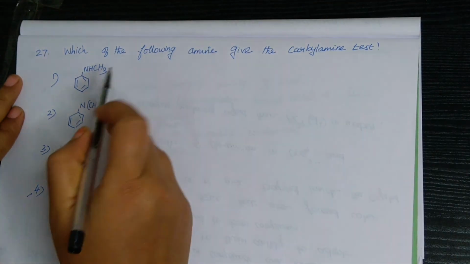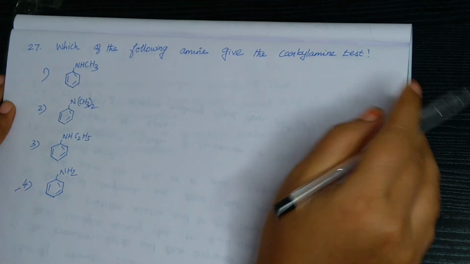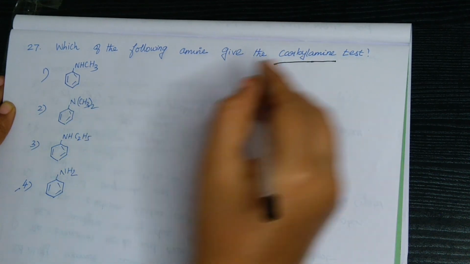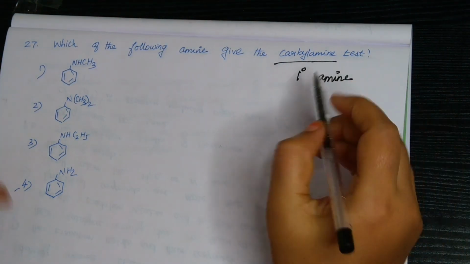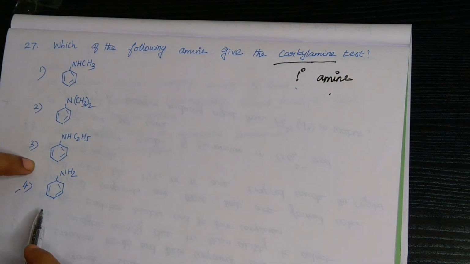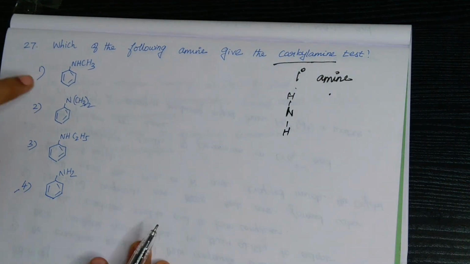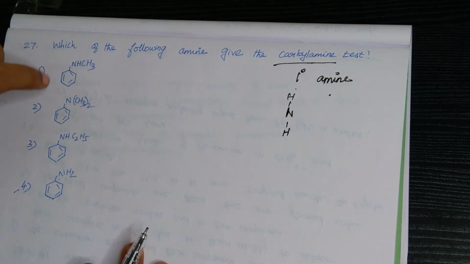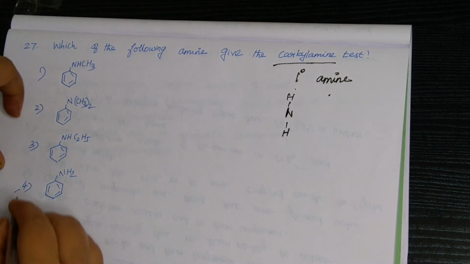Moving on to the next question. Which of the following amines gives the carbylamine test? Carbylamine test is given by primary amine. So in this case you should know carbylamine test is given by primary amine. So we have to find what is the primary amine. Primary amine means nitrogen containing 2 hydrogens. See, in the first case nitrogen is containing only 1 hydrogen, and another one is a methyl group, another is an aryl group. Here it has 2 methyl groups, here only 1 hydrogen, and this is NH2, aniline.